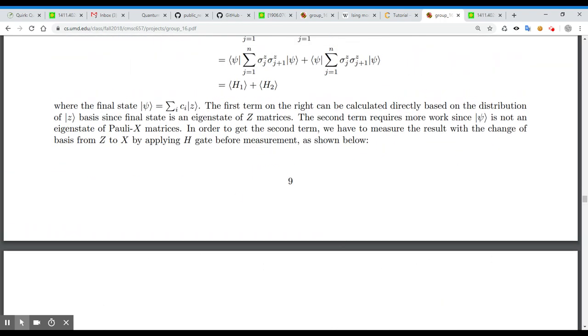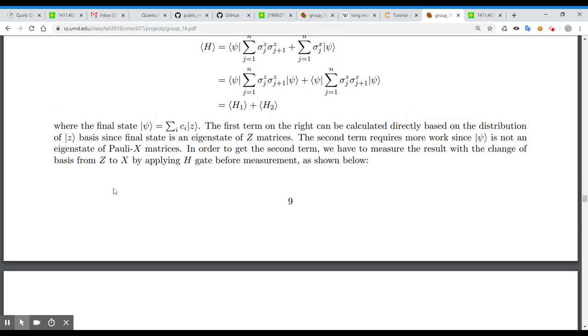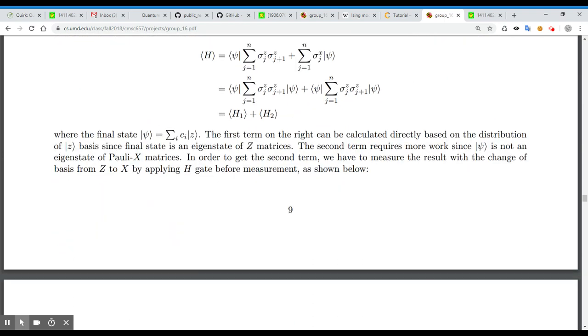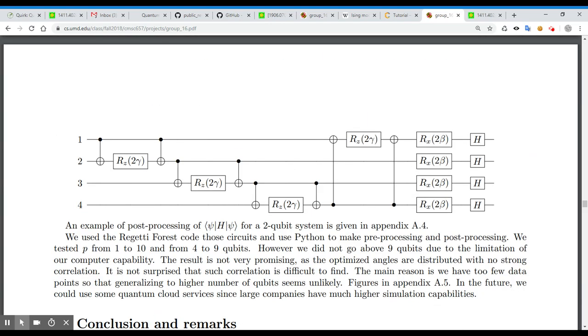So at the final state, the first term on the right can be calculated directly based on the distribution of Z bases, since the final state is an eigenstate of Z matrices. So basically what this is saying is, because Z is our computational basis, from that perspective you just measure the results and go on with it. But the second term requires more work, since phi is not an eigenstate of the Pauli X matrices. In order to get the second term, we have to measure the result with a change of basis from Z to X, applying Hadamard gates with the measurement. So they do apply Hadamard gates in here.